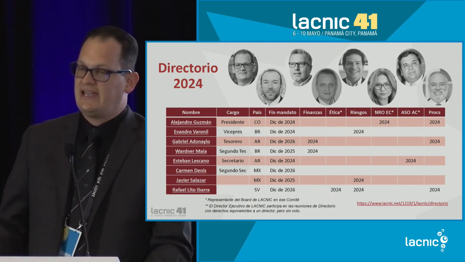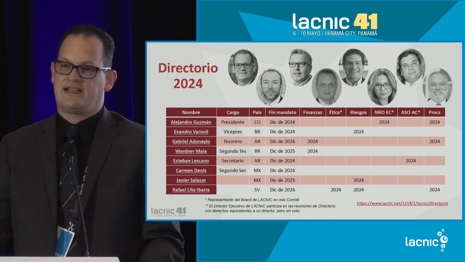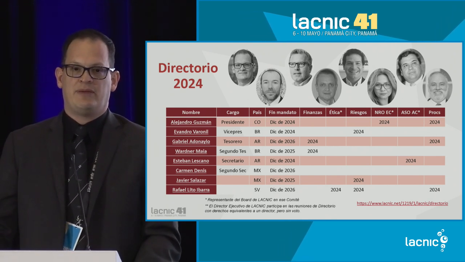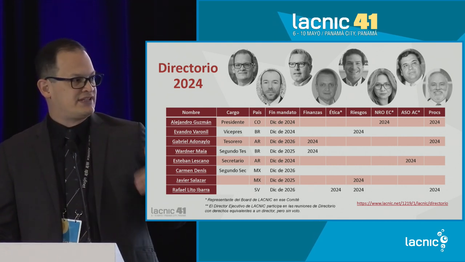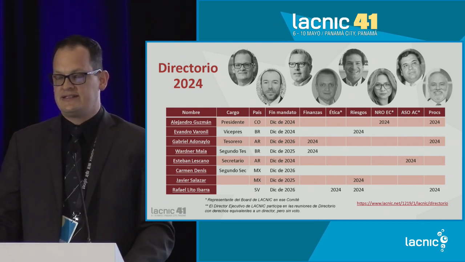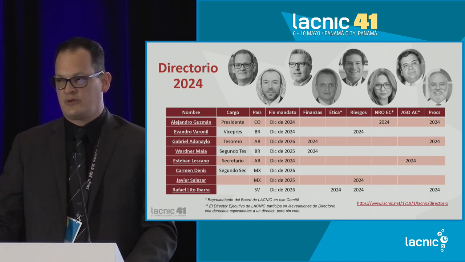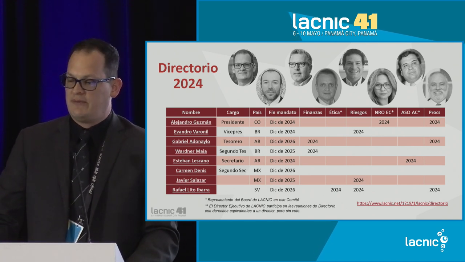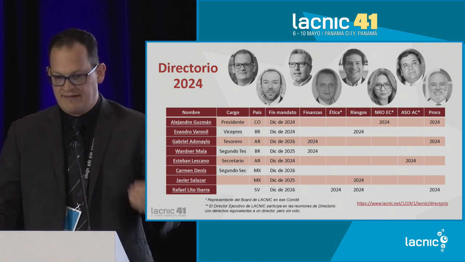So, structure of the board. At this moment, the board has 8 members. This year, we have 1 further member. As you recall, we agreed on increasing the number of board members by 1 at the assembly 2 years ago. So last year, we incorporated a further member, and next year, we'll be adding 1 further member of the board in order to sum up 9 members. Now we have 8 members of the board.